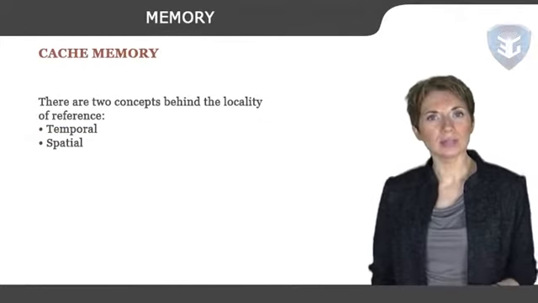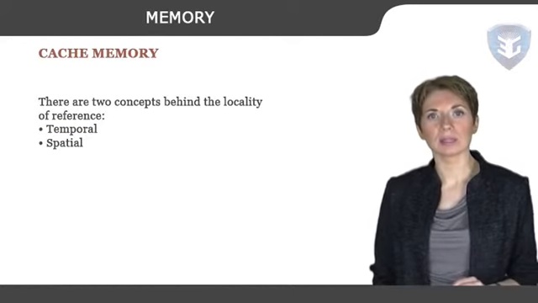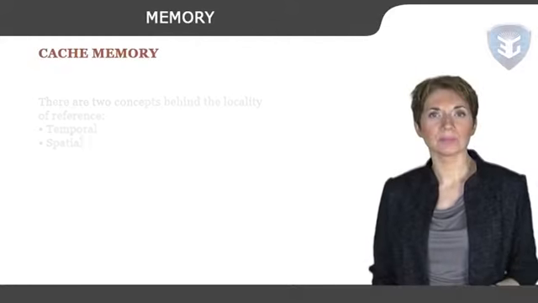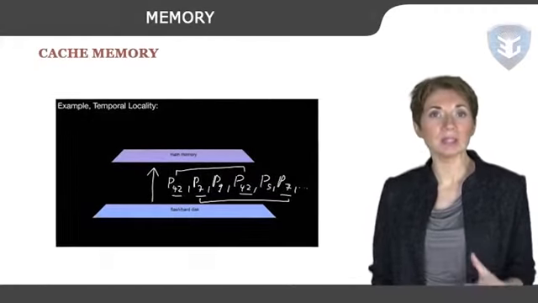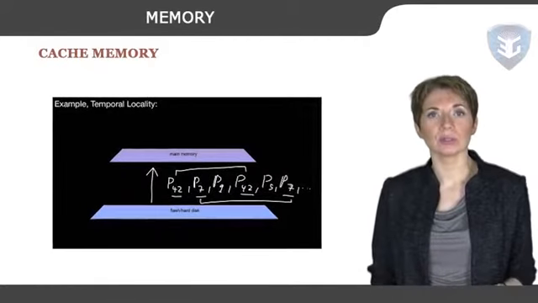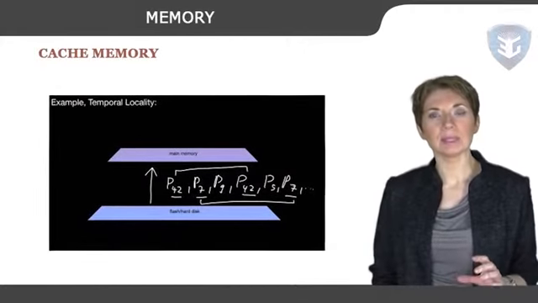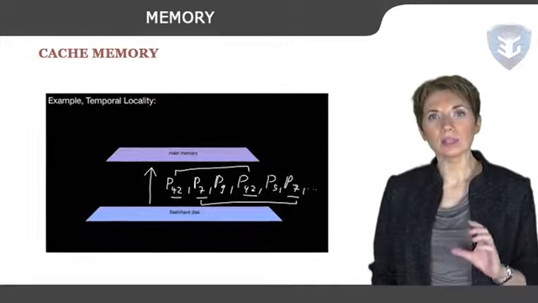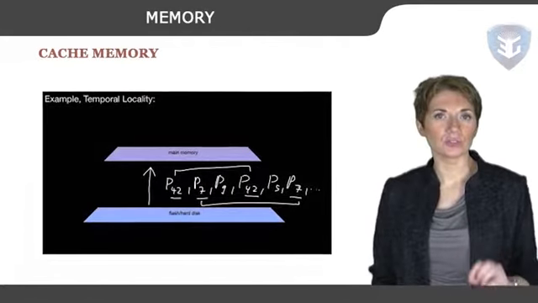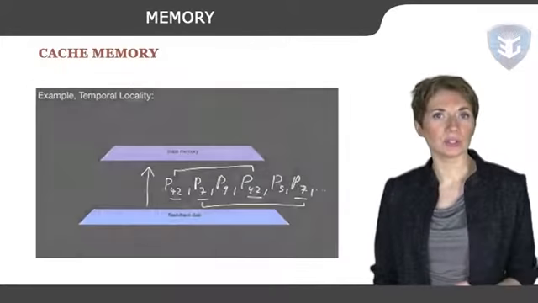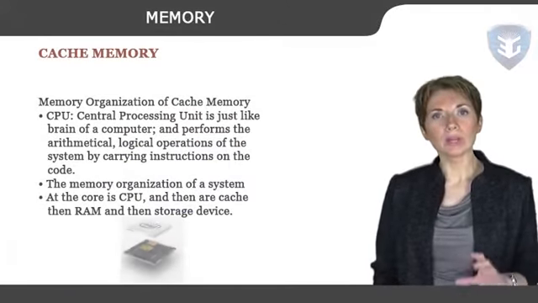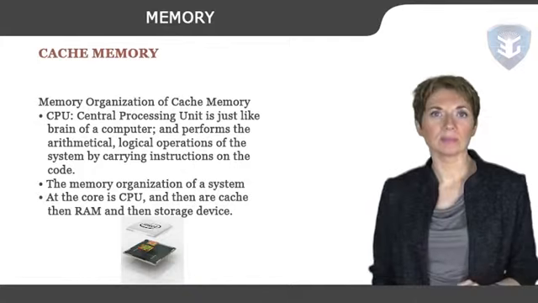There are two concepts behind the locality of reference: temporal and spatial. Temporal means that a recently executed instruction is likely to be executed again very soon. A spatial aspect means that the instructions very close to a recently executed instruction, cache block, cache line, are also likely to be executed soon. Memory organization of cache memory.